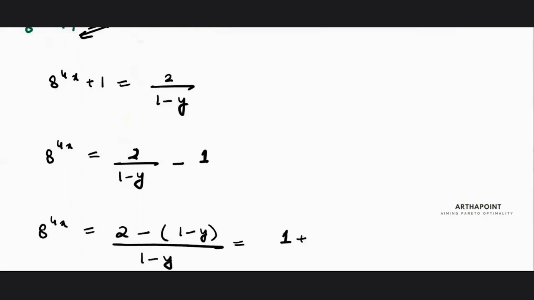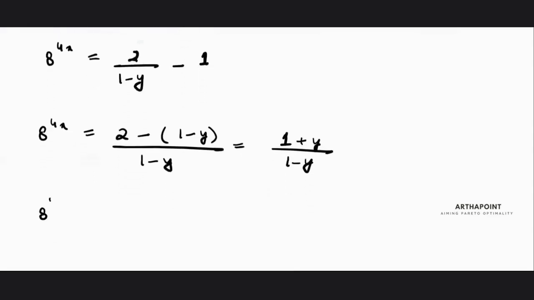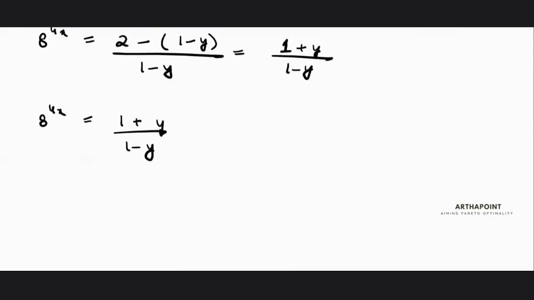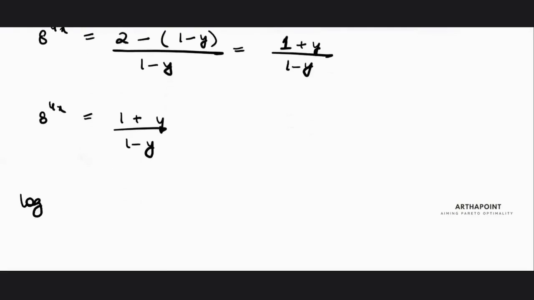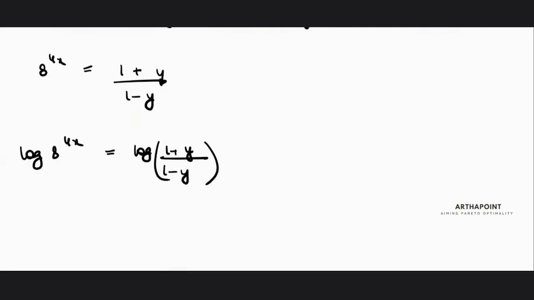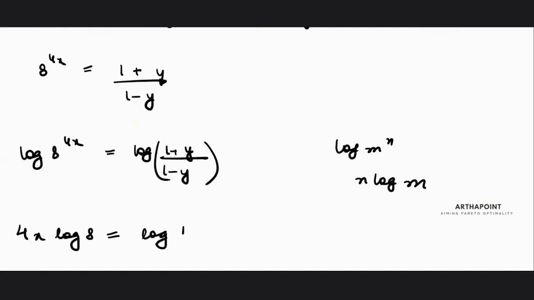This will be 1 plus y upon 1 minus y. So 8 to the power 4x is equal to 1 plus y upon 1 minus y. I will take log on both sides. Log of 8 to the power 4x will be log of 1 plus y upon 1 minus y. Remember, log m to the power n is n log m. So I will have 4x log 8 is equal to log 1 plus y upon 1 minus y.